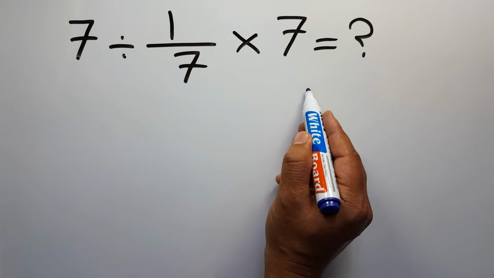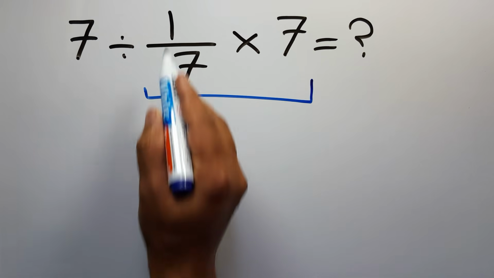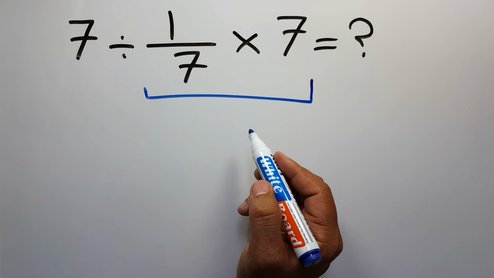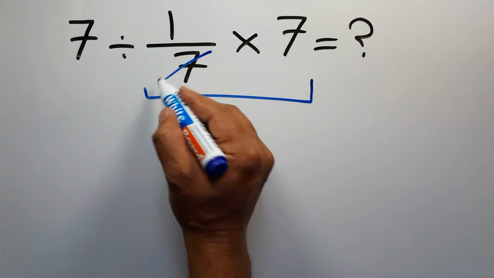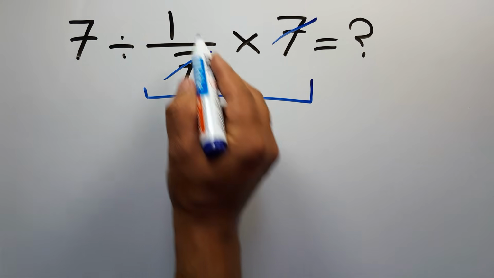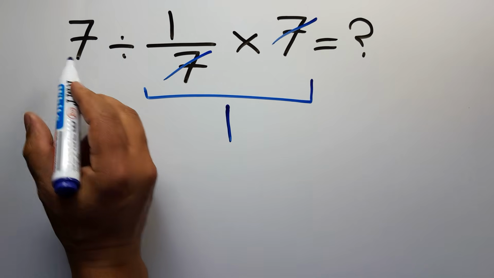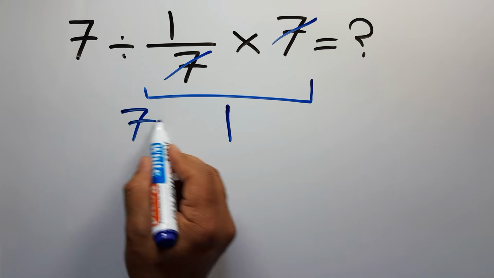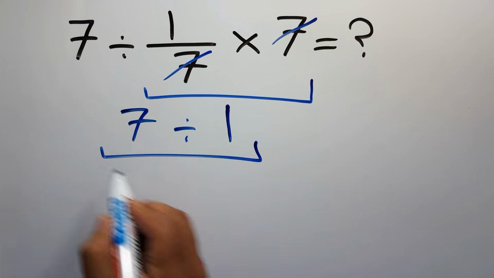First, we do this multiplication, 1 over 7 times 7. We can easily cancel this 7 and this 7, so here we have just 1. And 7 divided by 1 is just 7.